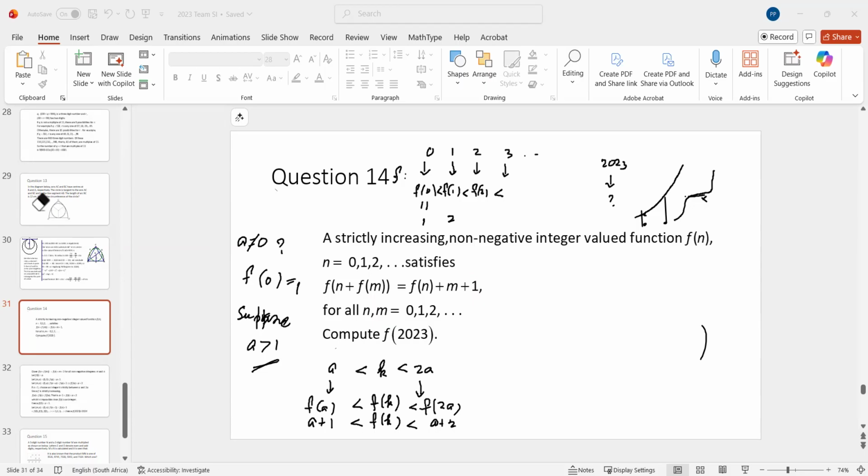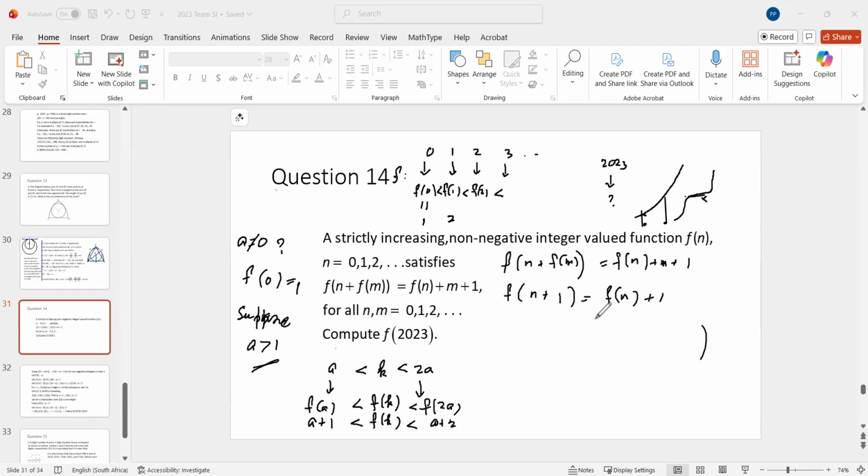So in this case here, you got f of n plus f of m is equal to f of n plus m plus 1. Now, when I put m equal to 0, I got f of 0. But we know that f of 0 is equal to 1. So putting m equal to 0 gives f of n plus 1.